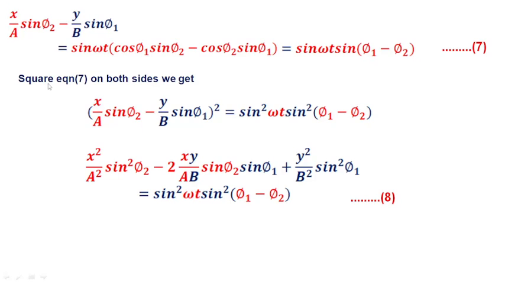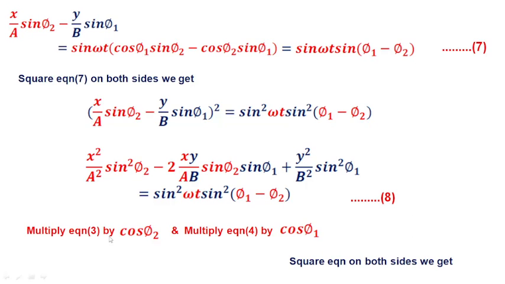Square equation 7 on both sides. We get x by a into sine of phi 2 minus y by b sine phi 1, bracket square, is equal to sine square omega t sine square of phi 1 minus phi 2. After simplifying and squaring, we will get x square by a square sine square phi 2 minus 2 into xy divided by ab into sine of phi 2 into sine of phi 1 plus y square divided by b square into sine square phi 1 is equal to sine square omega t into sine square of phi 1 minus phi 2. This is, suppose, equation 8.